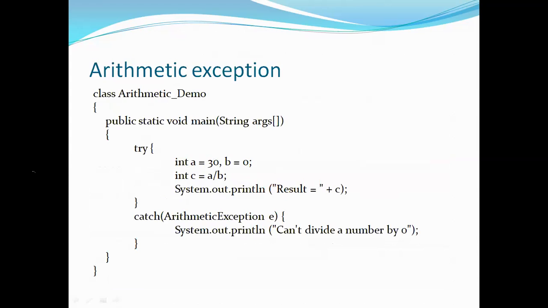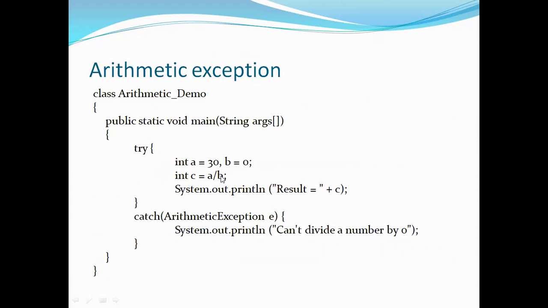In this example, I'm taking a class whose name is ArithmeticDemo. Inside that I'm writing the main method. Inside the main method I'm writing a try catch block. In the try block I'll write some piece of code where an exception will occur. In the try block code, I'm taking two variables, int a equal to 30, b equal to 0. Now I'm calculating the value of c, which is the division of a by b. If you observe, b is 0, meaning you're trying to divide a number by 0.